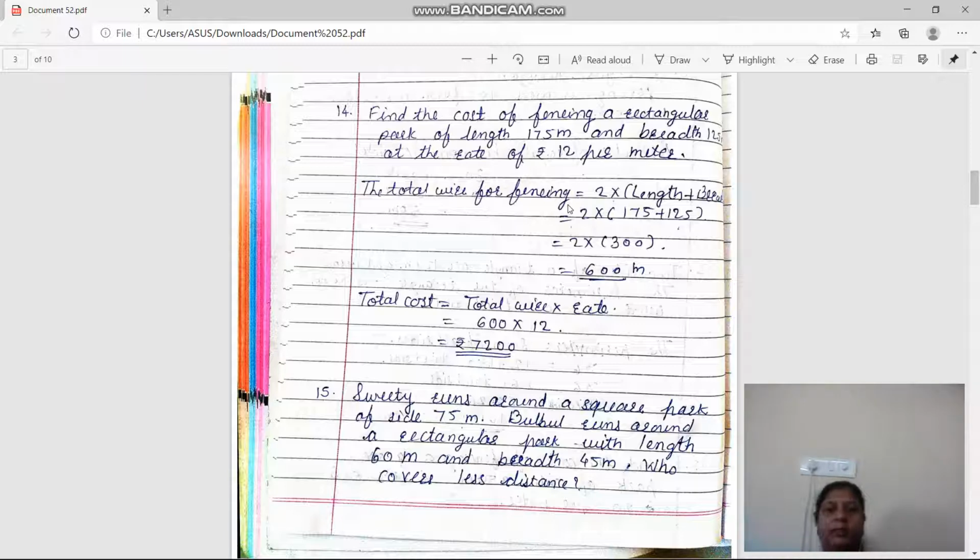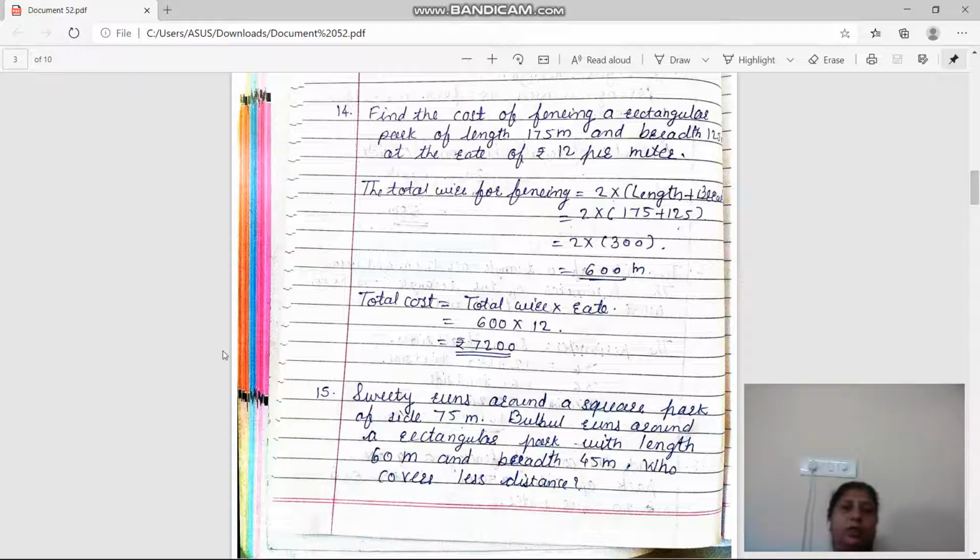So let's see here, 2 multiplied by length plus breadth. That means 2 multiplied by length is 175, breadth is 125. So 175 plus 125 we get 300. So 2 multiplied by 300 we get 600, that is 600 meter.